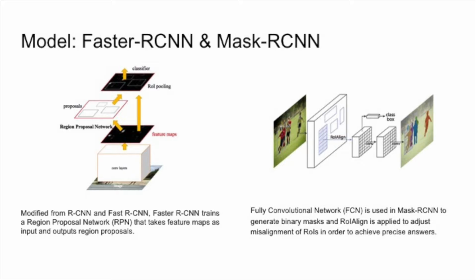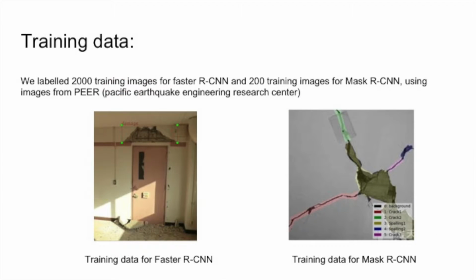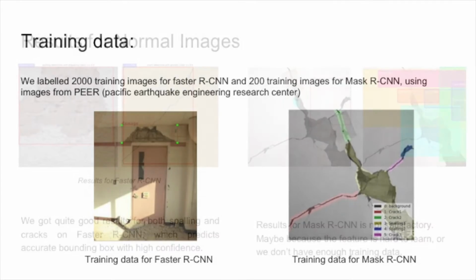Region of interest align is applied in Mask RCNN to adjust misalignment of regions of interest to achieve more precise results. We labeled 2,000 training images for Faster RCNN using LabelImg and 200 images for Mask RCNN using LabelMe. It is worth noticing that Faster RCNN needs only 4 corner coordinates for each object, but Mask RCNN requires a whole mask layer for each object.